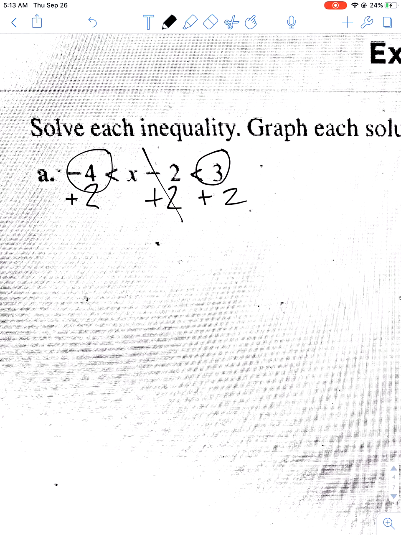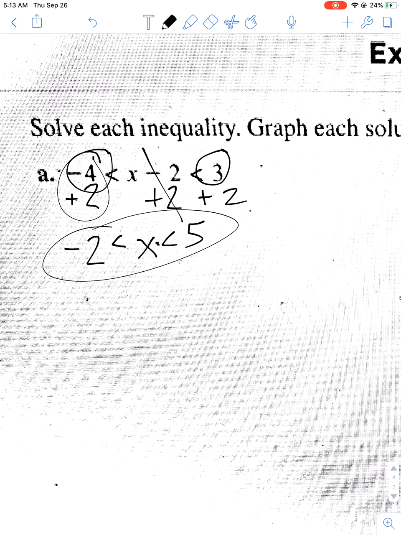So cancel it here. Opposite signs, so we subtract: 4 minus 2 is 2. The 4 was bigger, and it's negative. Just x in the middle. 3 plus 2 is 5. Okay, so this is an AND. I know that because it's all together. So I go smallest number first, biggest number second, open, open, and it means all the numbers in between.